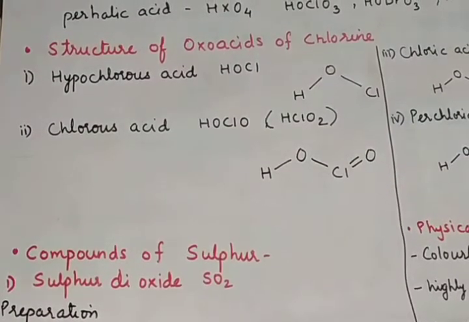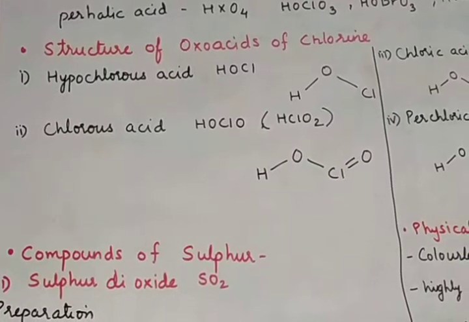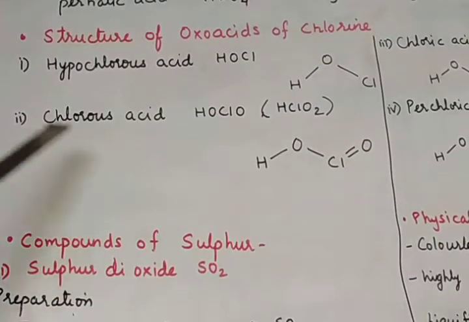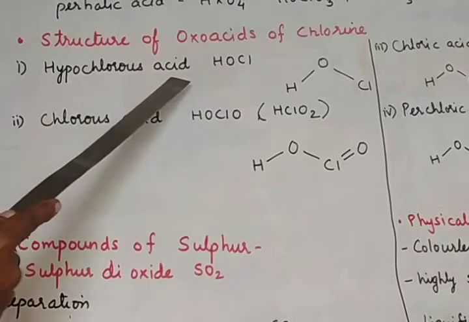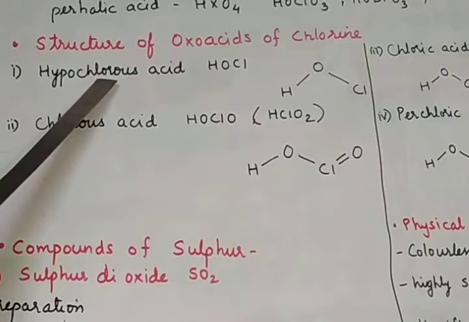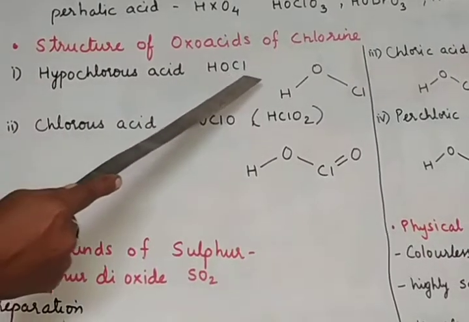The thing is, in the structures you don't have bond angles. Only structures are given, so it becomes a plus point. No need to learn bond angles here. Chlorine forms all 4 types of oxoacids. The first is hypochlorous acid, whose formula is HOCl.